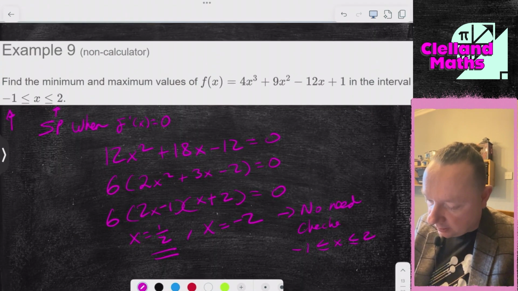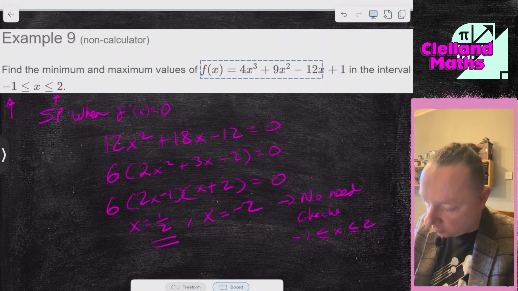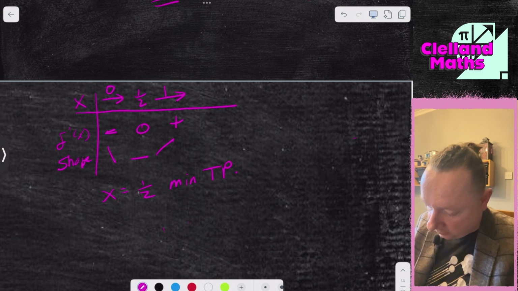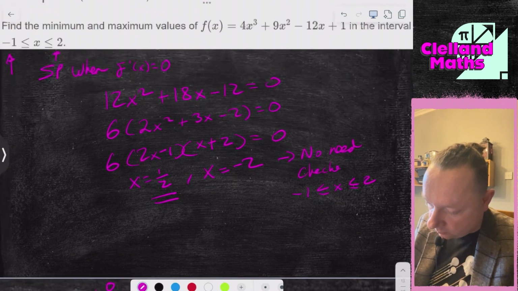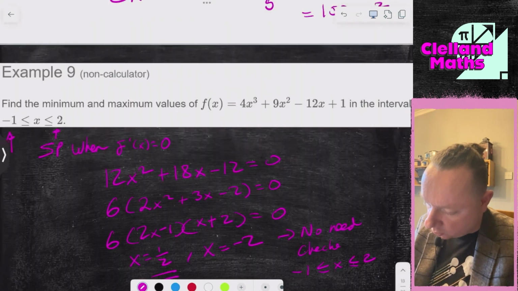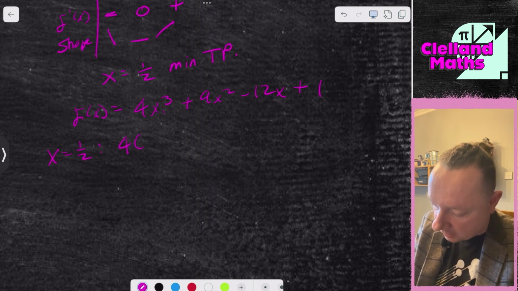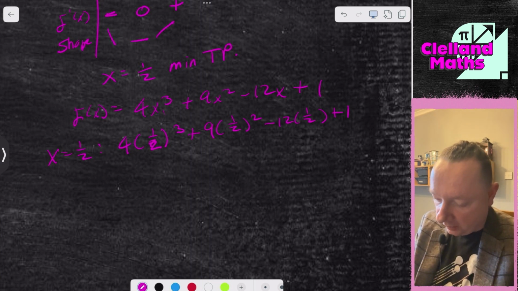So now we need to check what happens at minus 1 and 2. So I've got our original equation. Okay, so at x equal to half, f of x equals, well, we've got 4x cubed plus 9x squared minus 12x. And I think it's plus 1, is it? Yeah, it's plus 1. So put a half in there. We get 4 times a half cubed plus 9 times a half squared minus 12 times a half plus 1. A half cubed is an eighth. 4 over 8 is a half.